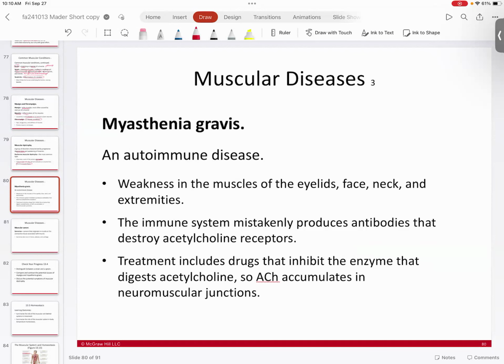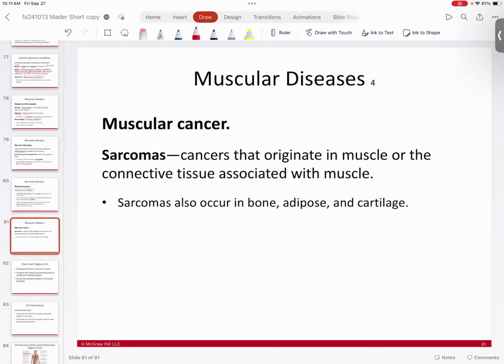Myasthenia gravis is oftentimes an autoimmune disease. You get muscular weakening in the eyelids, face, neck, and extremities; your muscles just start getting weak. Your immune system produces antibodies that destroy acetylcholine receptors, which eliminates the ability to transmit the contraction signal to your muscles. Sometimes we can take drugs to inhibit the enzyme that digests acetylcholine, so you get acetylcholine accumulation in those neuromuscular areas, those synaptic clefts.